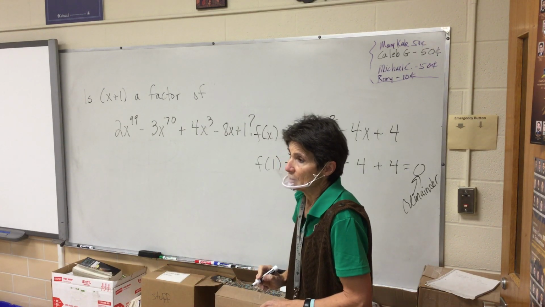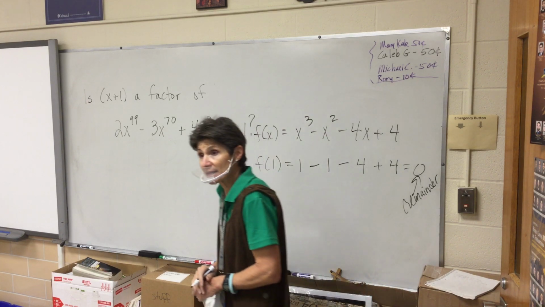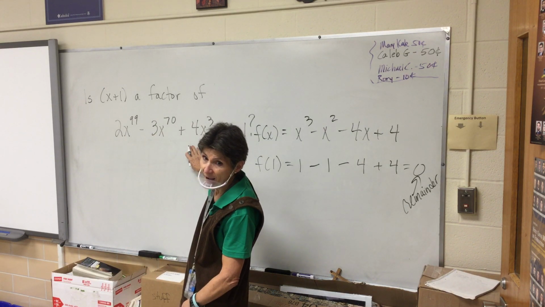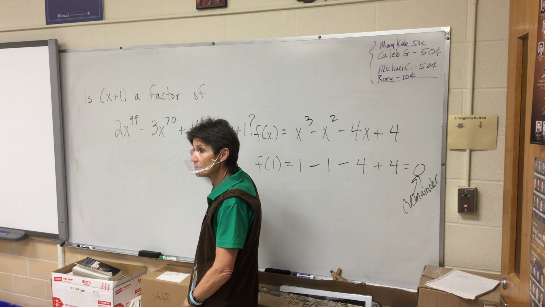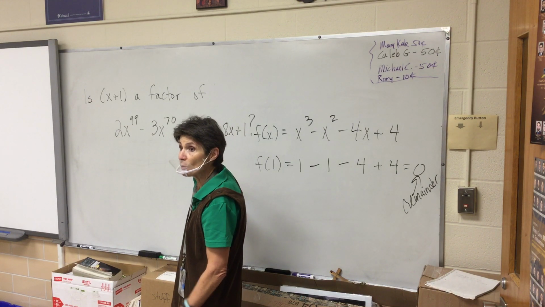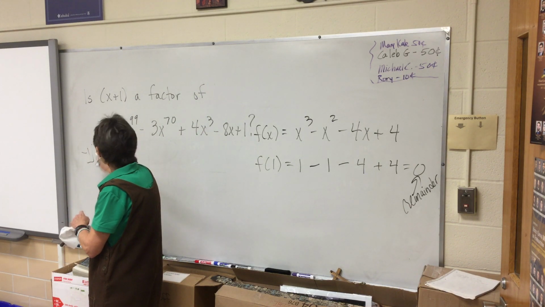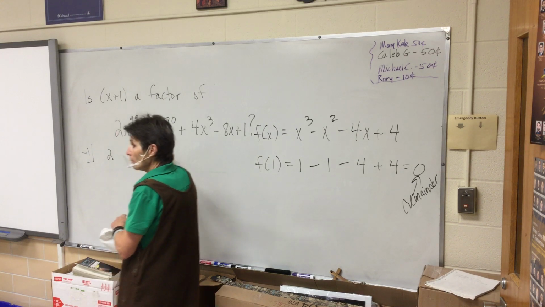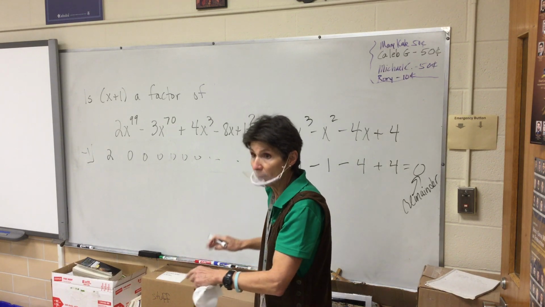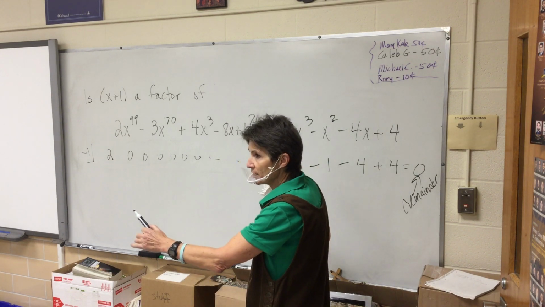Now, can you find out if something is a factor by dividing? Sure. But what would be the hassle or the downside of dividing in this problem? We'll need like 90 zeros. There's a bunch of zeros. So if you were going to do synthetic division, you'd put -1 out here in the box, and then you'd have your 2, and then you'd have a whole bunch of zeros, right? And that would be a very long and complicated problem. Could you do it? Yes. But it would take a long time and a lot of space.